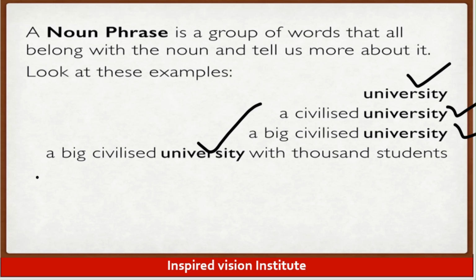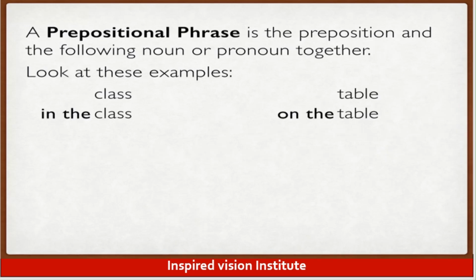So a noun phrase is a group of words that all belong with a noun. Whether it is university, that is a noun, a civilized university, it is a noun phrase, a big civilized university, it's again a noun phrase, a big civilized university with 1,000 students, it's again a noun phrase. So a noun phrase always belongs to a noun. Hope you understand it.